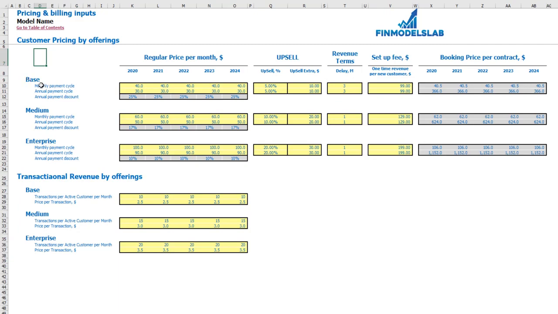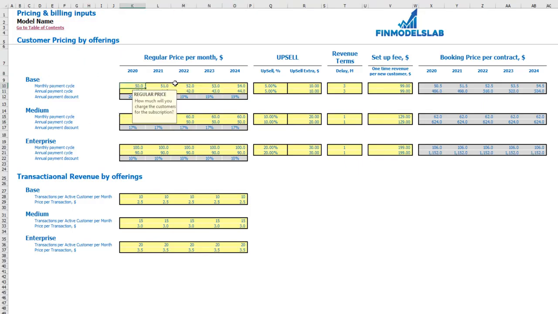And each offering is broken down by monthly payment cycle and annual payment cycle. So for both of these payment cycles you should input the monthly equivalent of your regular price. Let's pretend for the base this is $50, 51 the next year, 52, 53, 54, something like that. For the annual payment cycle, let's say it's 40, 41, 42, 43, 44.